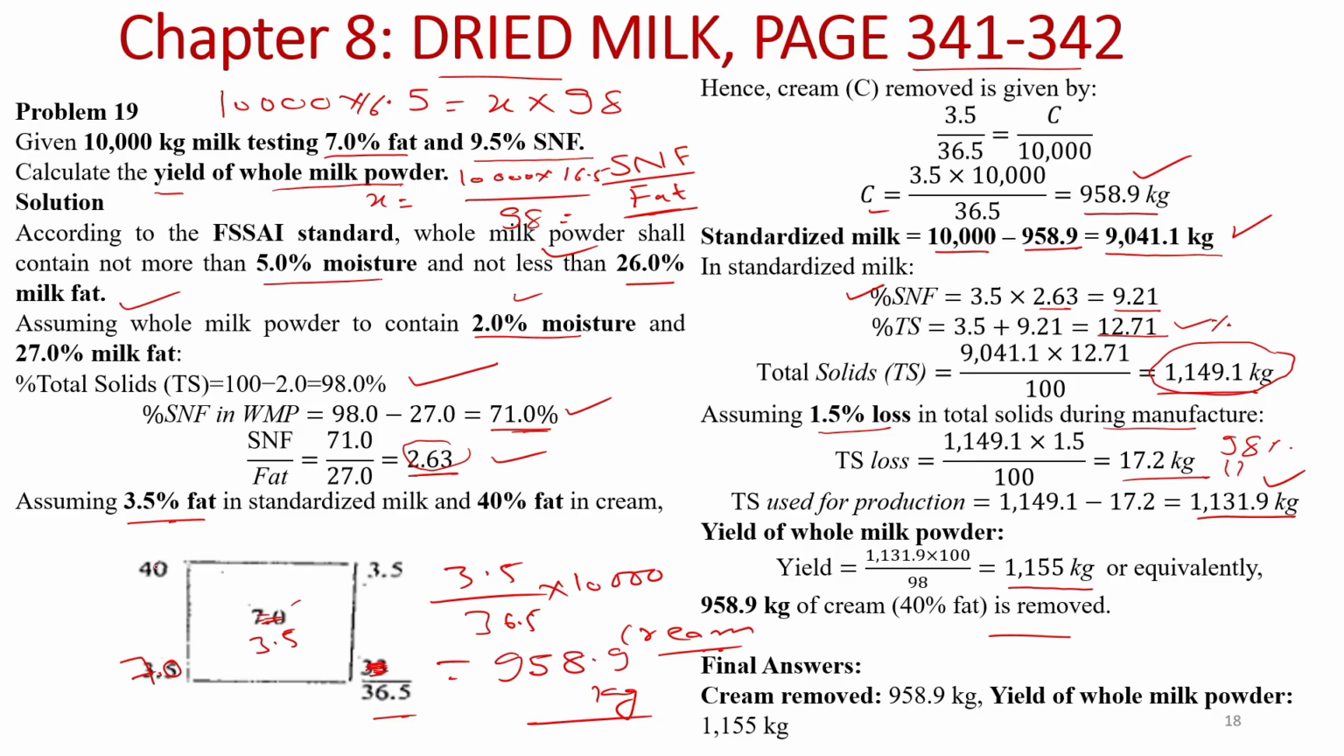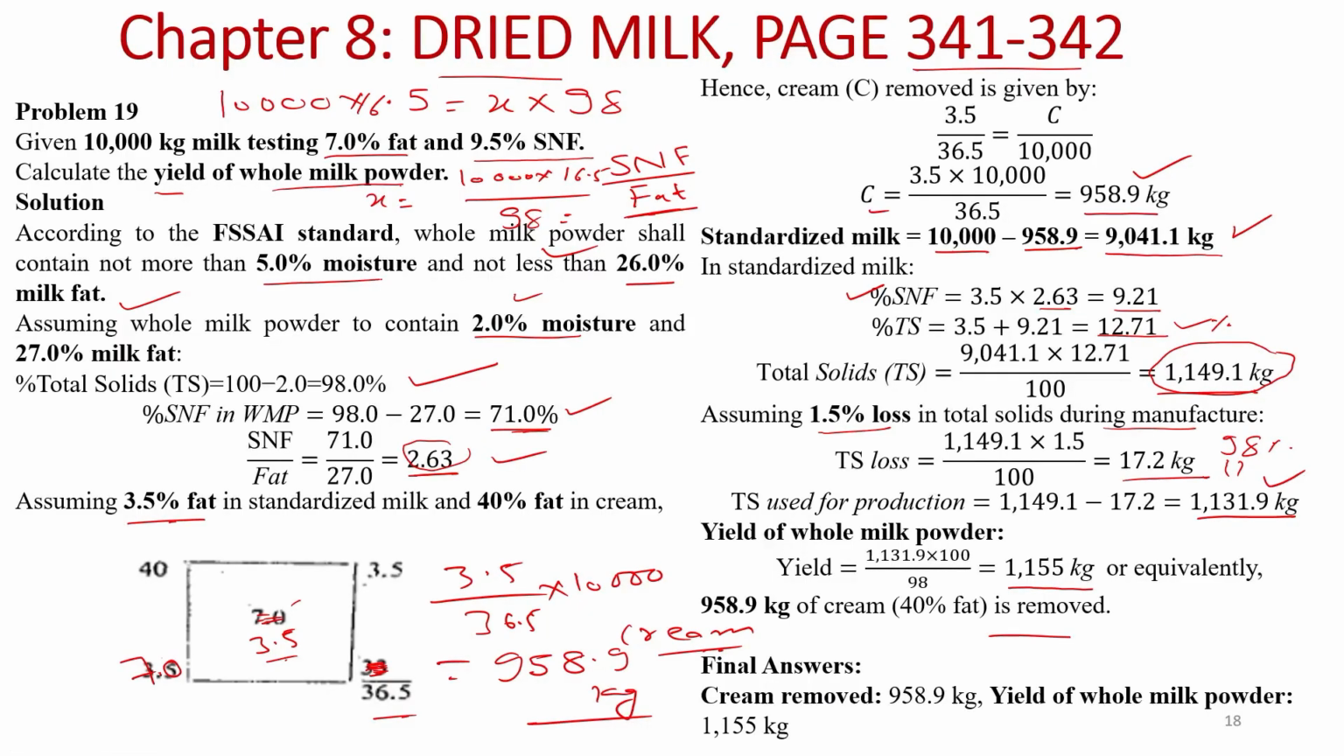That is, from 40% fat cream and 7% fat in milk given, we have to have standardized milk of 3.5% fat, and correspondingly the SNF, with the SNF to fat ratio of 2.63, is 9.21. So this way we are solving this type of problem, and they are mostly asked in competitive exams.